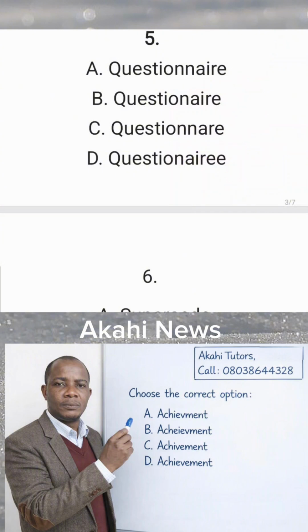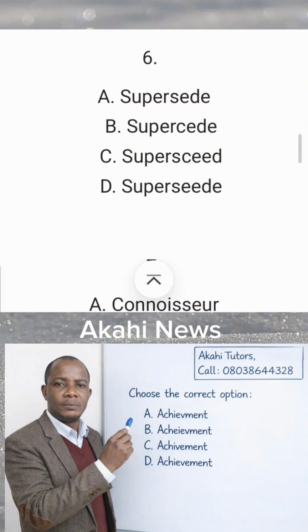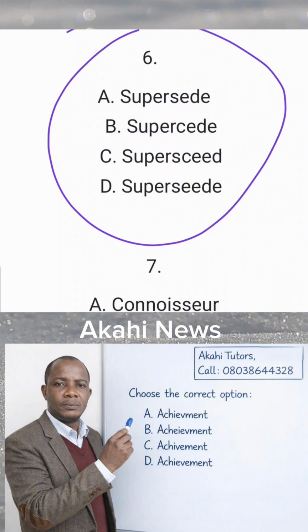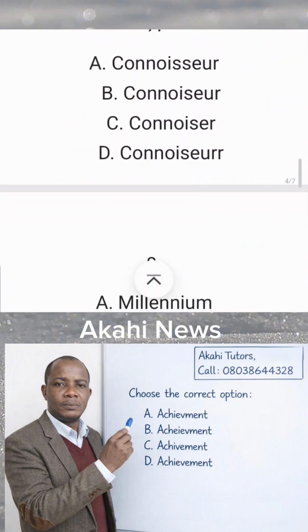Let's go to question 6. We are given the word supersede to spell. What is your spelling for supersede? Take note, the word supersede does not have C before E, as you can see on your screen. And it does not have double E here, and it does not have double E here as well. So the correct spelling of the word supersede is option A, S-U-P-E-R-S-E-D-E, supersede.